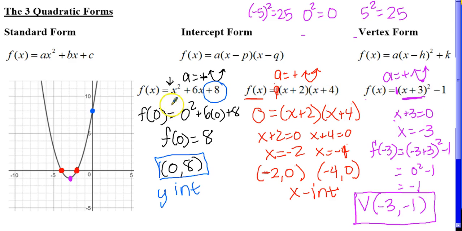It's pretty easy to do when your a is 1 and your b is an even number to complete the square to find your vertex. But when your a is something other than 1 or your b is odd, it becomes really clunky and it's just not a useful thing for us right now. Definitely in pre-calc you'll get a lot of practice at it.